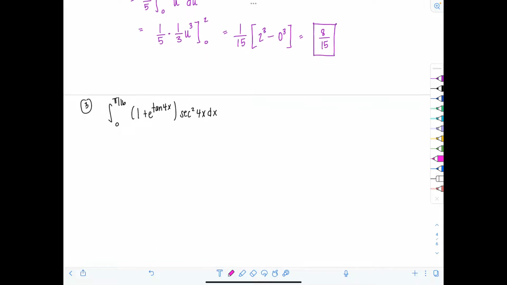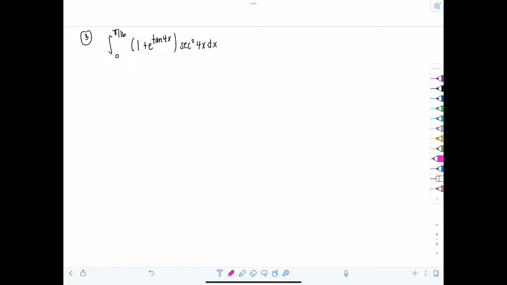Let's see here. We have the integral from 0 to pi/16 of 1 plus e to the tangent 4x times secant squared 4x. So remember what I said. When you pick u, you should see its derivative du floating around somewhere. Any guesses what u should be? It should be tangent 4x. Not e to the tangent 4x, no way. We'll talk about why in just a second.